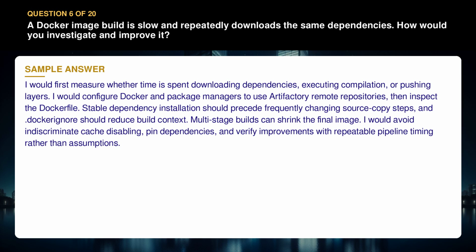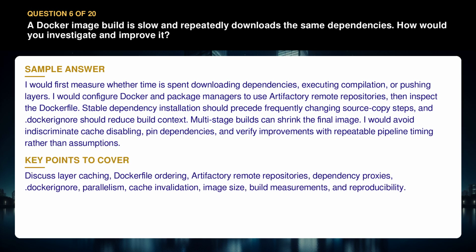I would configure Docker and package managers to use Artifactory remote repositories, then inspect the Dockerfile. Stable dependency installation should precede frequently changing source copy steps, and .dockerignore should reduce build context. Multi-stage builds can shrink the final image. I would avoid indiscriminate cache disabling, pin dependencies, and verify improvements with repeatable pipeline timing rather than assumptions.